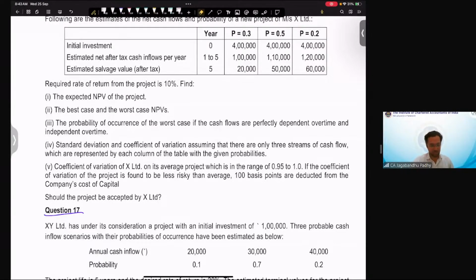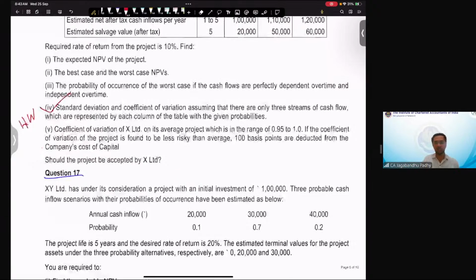Then the next is this part, fourth part. I'm giving you as homework. Coefficient of variation of X Limited on its average project, which is in the range of 0.95 to 1. If the coefficient of variation in the project is found to be less risky than average, then 100 basis points are deducted from the company's cost of capital. I'll explain this and you have to take this also as homework.